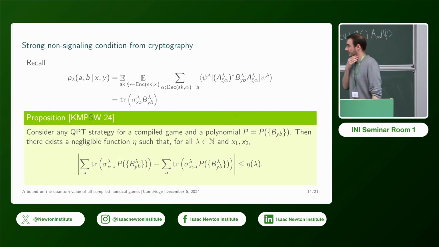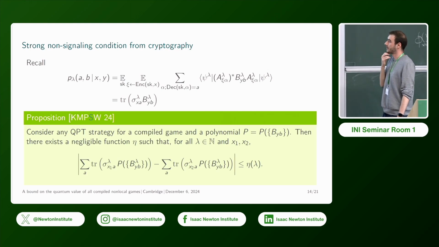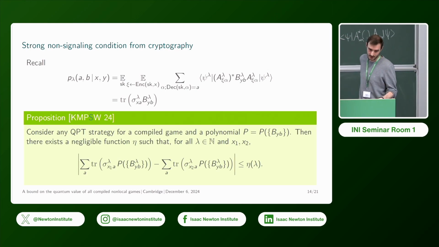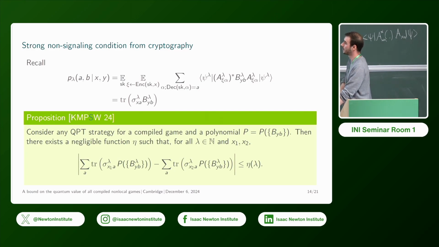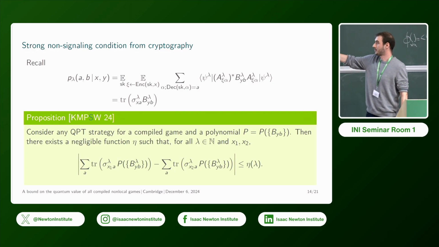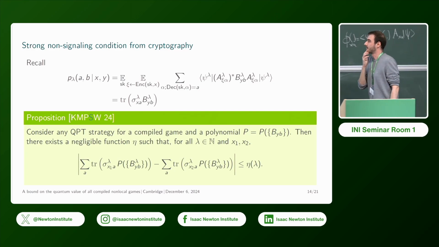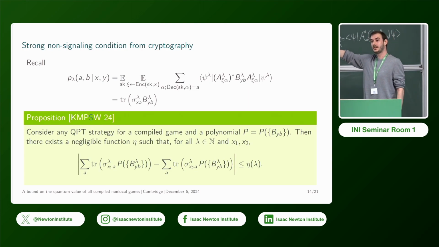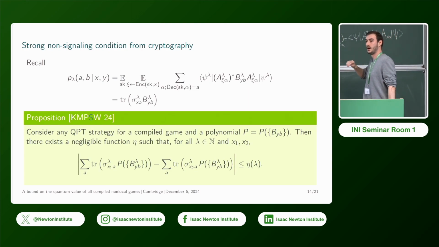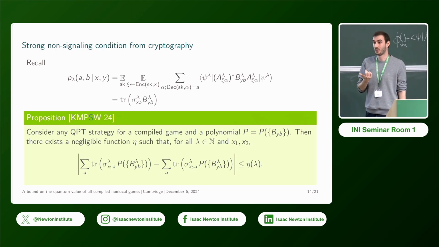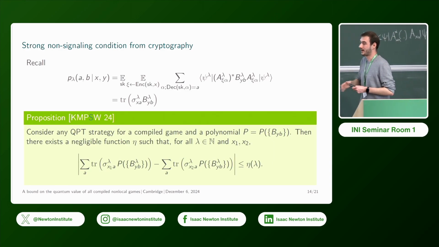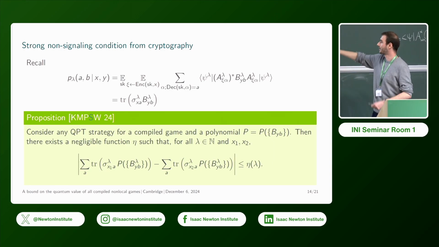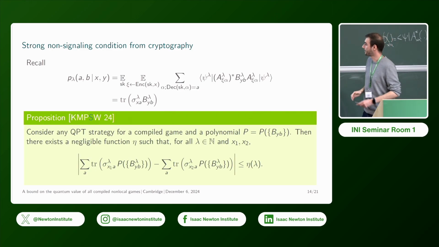Okay. But what we can show is that if we now have such a QPT strategy for a compiled non-local game, and we take some non-commutative polynomial, then there's a negligible function. What is a negligible function? It's a function in the security parameter that goes to 0 faster than any inverse polynomial. So it's just a function that goes to 0 very quickly. So I want to increase my security parameter, and I want this to go to 0 very quickly.